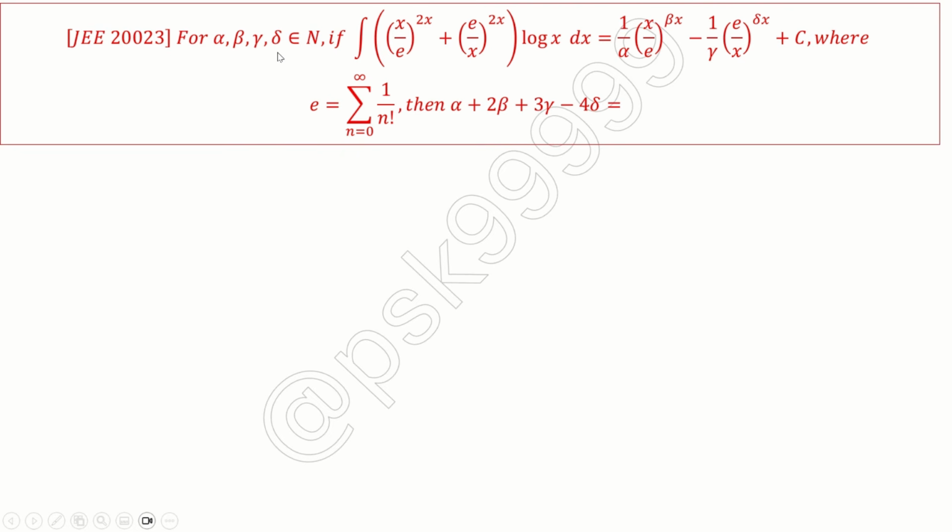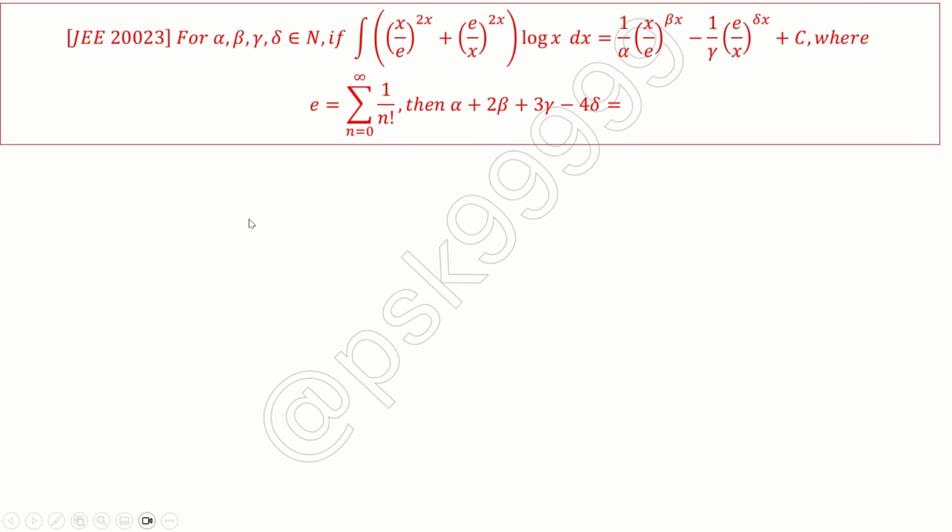For alpha, beta, gamma and theta belonging to natural numbers, if the integration of (x by e) whole to the power of 2x plus (e by x) whole to the power of 2x, into log x dx, equals 1 by alpha (x by e) to the power of beta x minus 1 by gamma (e by x) to the power of theta x plus constant, where e is nothing but the expression we know already, then alpha plus 2 beta plus 3 gamma minus 4 theta is how much?